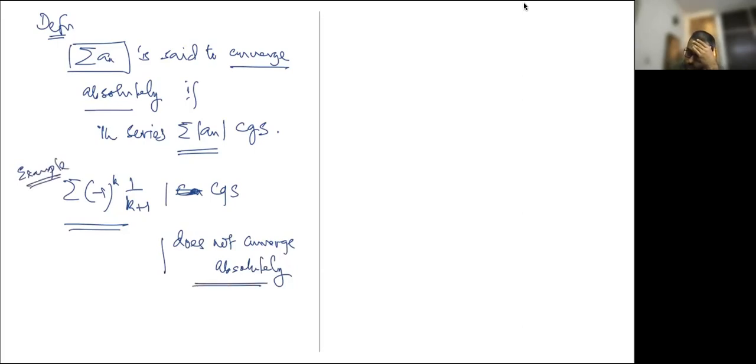It does not converge absolutely because when you take the absolute values, you get the other series, summation 1 over k plus 1, and that we have seen diverges to plus infinity, does not converge. Whereas this series converges, that also we have seen. So here is a series that converges but does not converge absolutely.